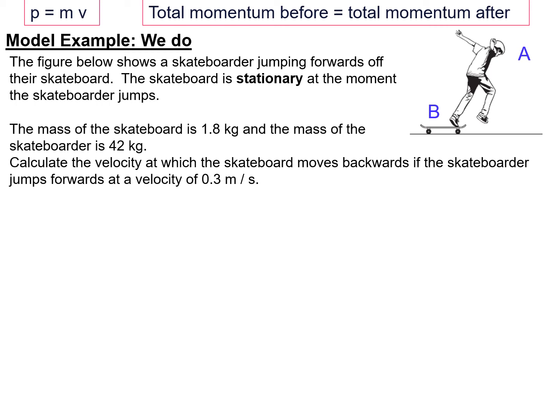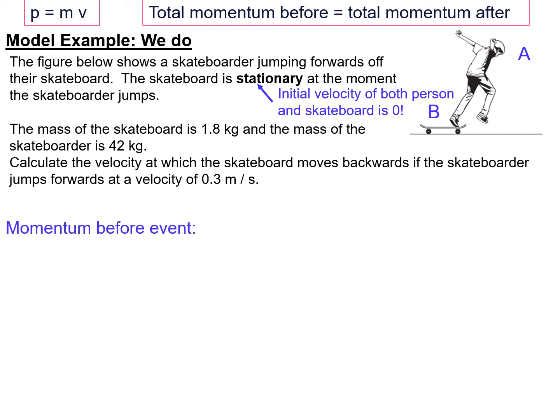We are told the skateboard is stationary at the moment the skateboarder jumps. This means that at the start, the skateboarder and the skateboard are both stationary, meaning their velocity is 0. So, as before, let's calculate the momentum before the event. The momentum before the event will be the sum of the momentum of the person, which we've called A, and the momentum of the skateboard, which we've called B. Since their initial velocity is both 0, the mass times the velocity will also be 0. So the total momentum before the event is very simply 0 kilogram meters per second.